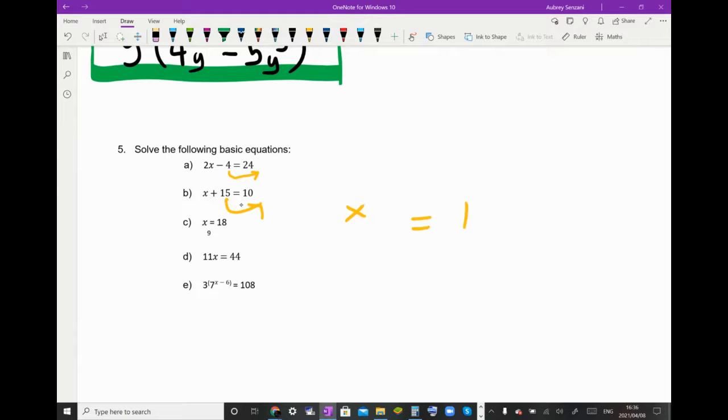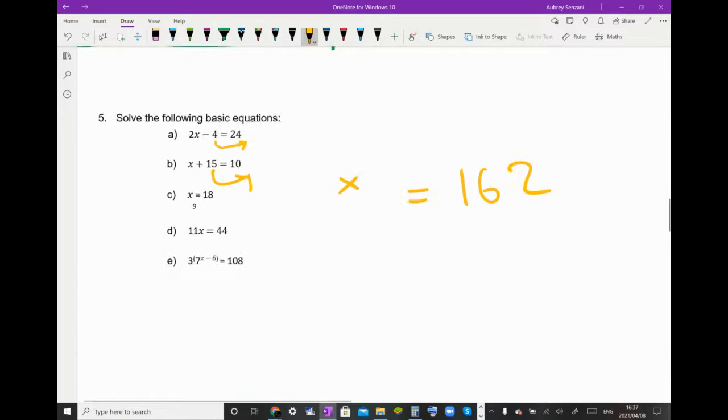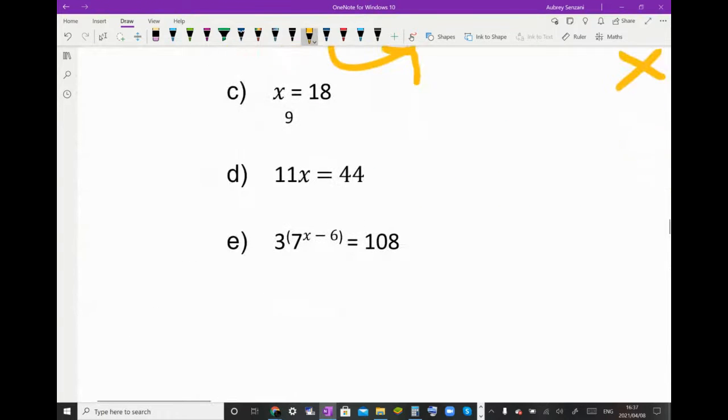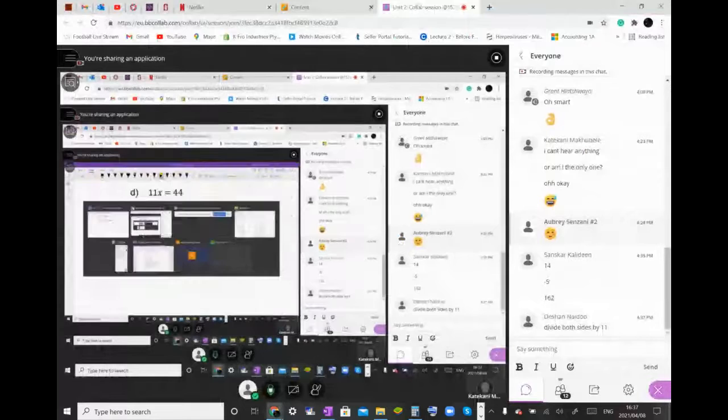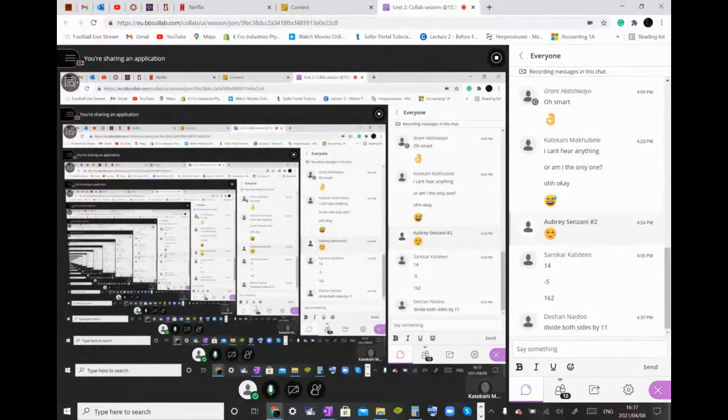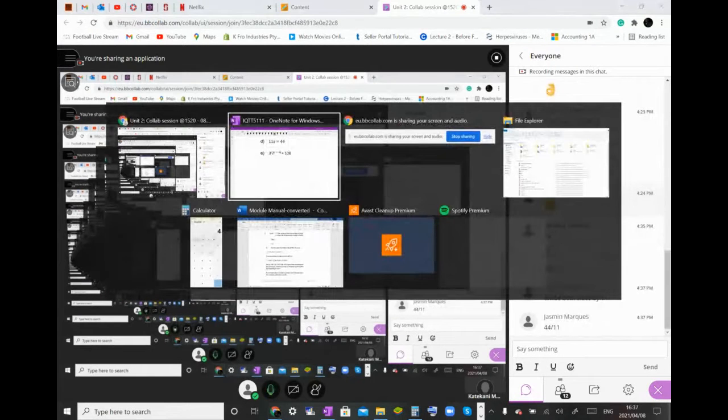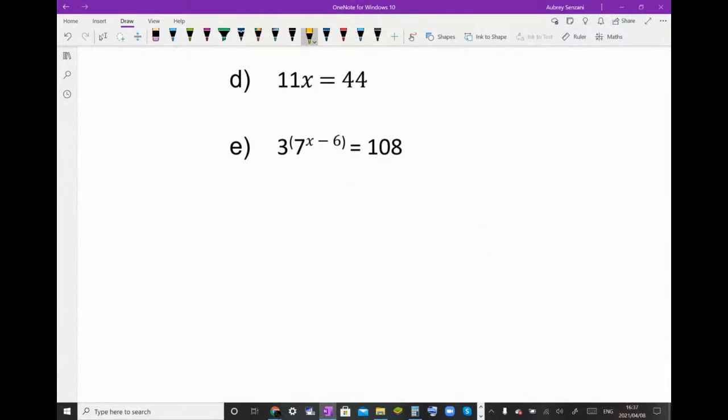X is then equal to 162. Then we have 11x is equal to 44. How do we answer this one? What must we do? Somebody tell me there in the chat. Divide both sides by 11. Okay, 100%, Deshan. Yes, we divide both sides by 11.